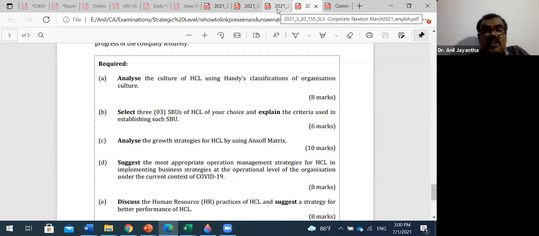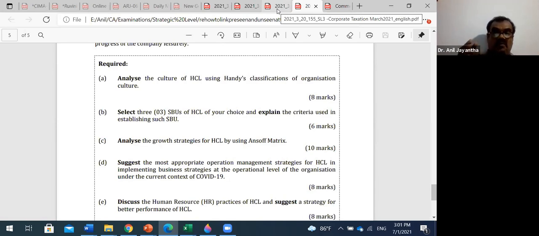So even without reading the facts given in the case, here you can't have an independent answer because you are required to analyze the culture of HCL. Actually, first you need to take this model into account. You need not explain or define what this classification is. You take that classification, maybe power. How power has been embedded or integrated in different sections or different SBUs or individuals in HCL can be explained directly. So that is what you are supposed to do.